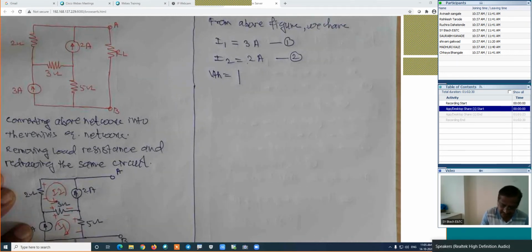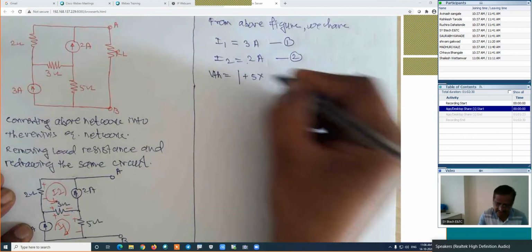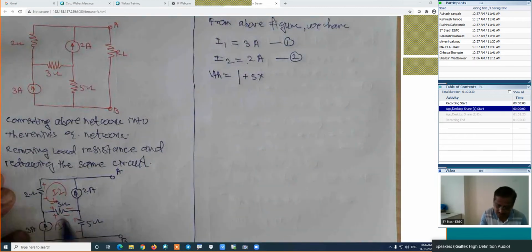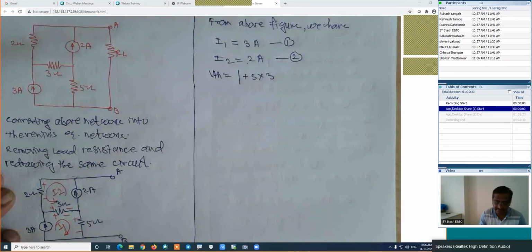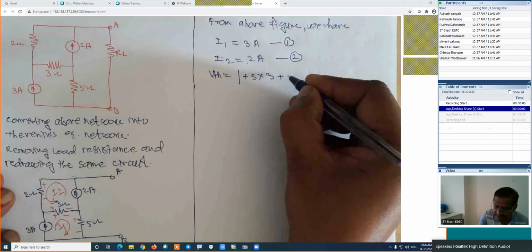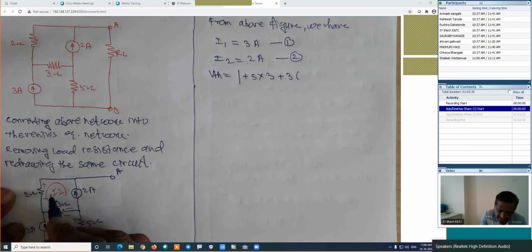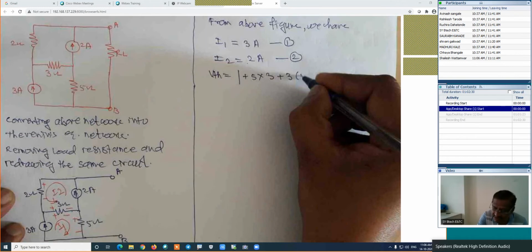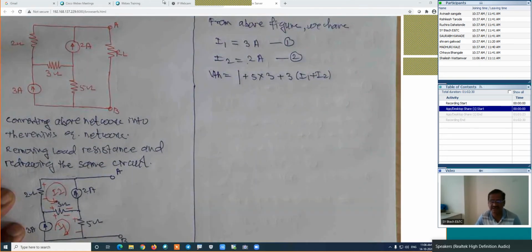If I am using this path, we are traveling from negative to positive, which is a plus. Its resistance is 5 and its current is I1 because this is loop 1. Its current is I1, which is 3 amperes. Then for this branch, we are traveling from negative to positive, which is a plus. Its resistance is 3 and how much is the current? Both currents are in the same direction. That's why its resultant current should be I1 plus I2. That is the resultant current in this case.